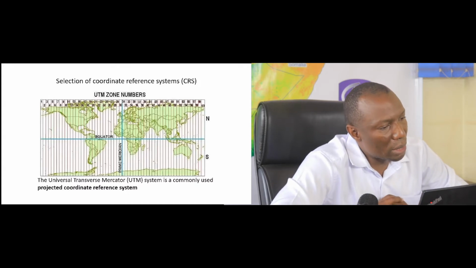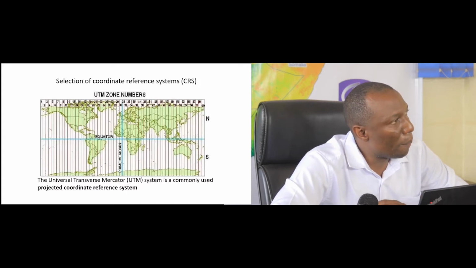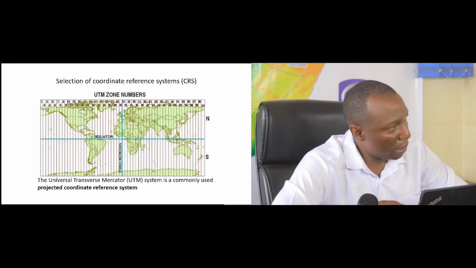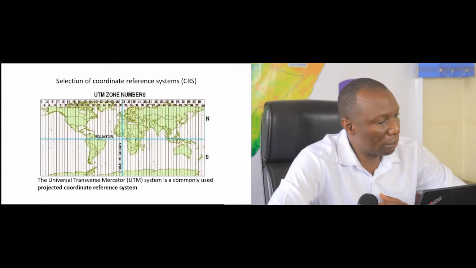Now, what are the sources of GIS data? Sources of GIS datasets are many. You can use base maps. We have seen topo maps. You can use aerial photos, reports.